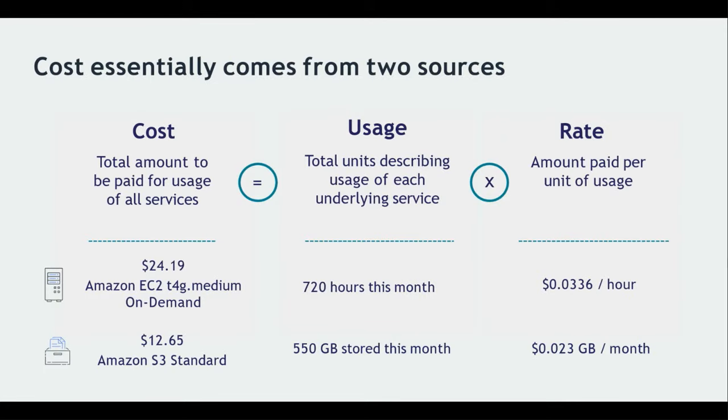So we have taken one example. Generally, cost on AWS comes from two factors. One is your usage, and the other is the rate for that particular resource. We have taken an EC2 T4g.medium on-demand instance and S3 Standard storage. The EC2 will be utilized for 720 hours, and the per hour cost for that EC2 is $0.0336. For S3 Standard, we are taking 550 GB of storage per month, and the cost per GB per month is $0.023.